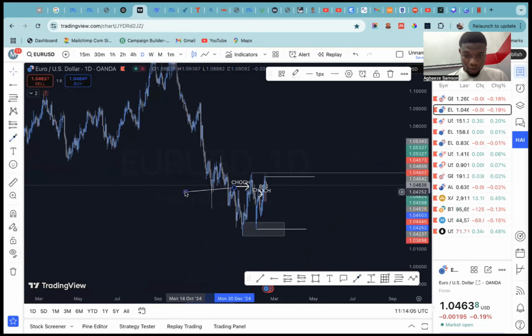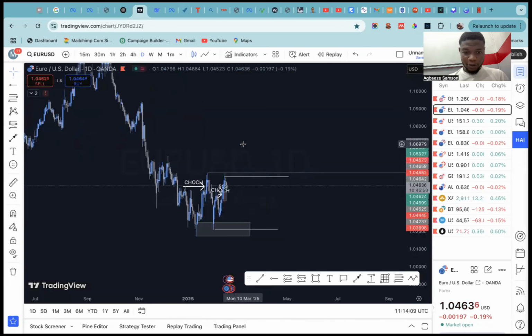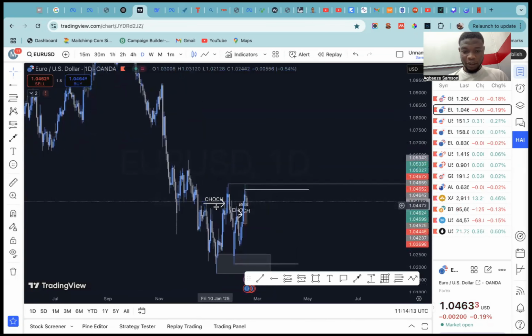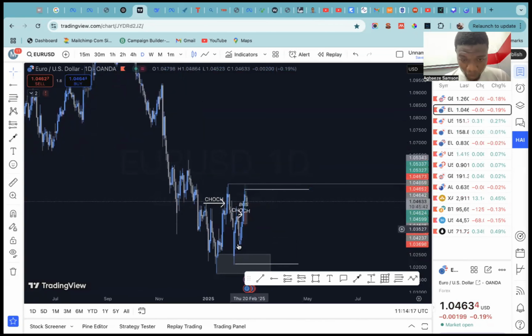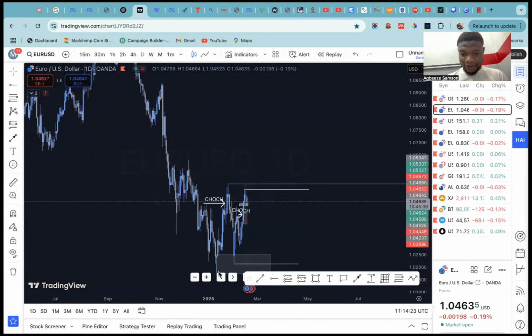Okay, I've marked this chart before, so let me just explain why I marked those charts. After this change of character here, it shows that this becomes the swing high and this becomes the swing low. As at today, this is the swing high, going to the swing low. This low here now becomes protected. And this is the current high.